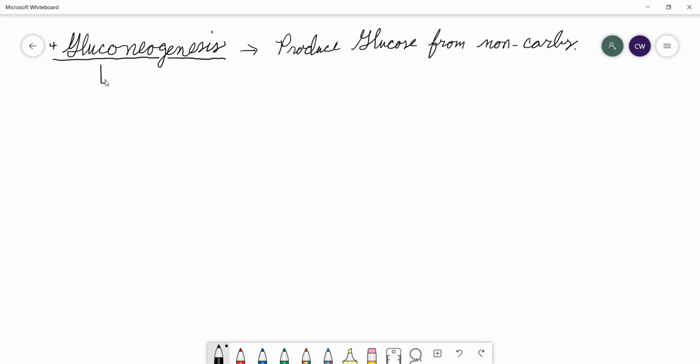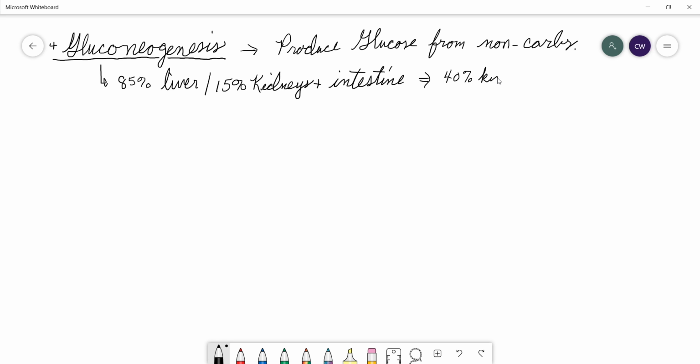This is taken care of mostly by the liver, 85% of it, and 15% of it is done in the kidneys and the small intestine. However, under stress, for a prolonged fast, for example Ramadan, you spend all day not eating. During that time, your kidneys take over more of the load, up to 40%.